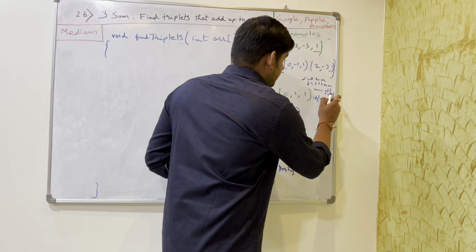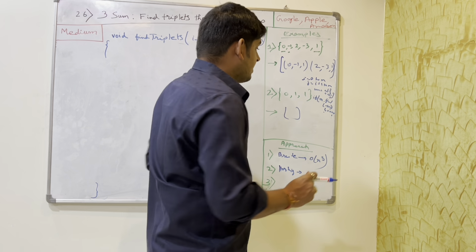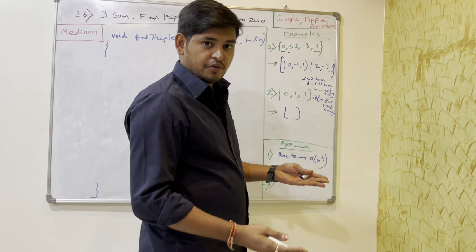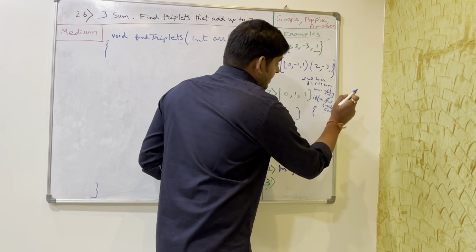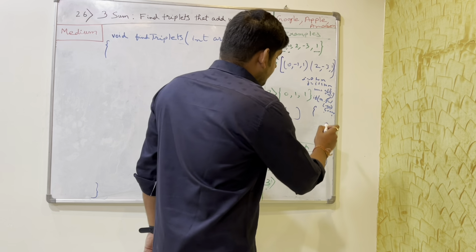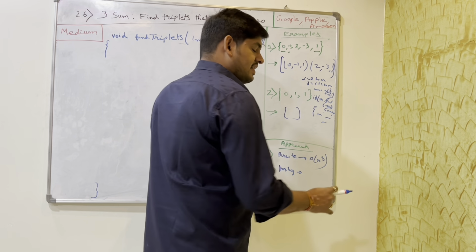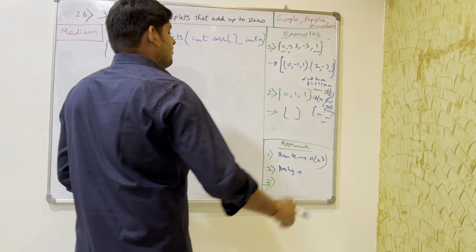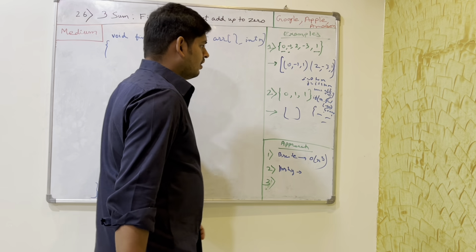That a[i] plus a[j] is the sum, and minus sum is also present in the map. That means sum minus sum will be 0. So what are our three elements? a[i], a[j] and the minus sum. So we have got the three elements, and then we can store these three elements in a vector, and then that vector can be stored in the vector of vectors. In this way we can find all the triplets.